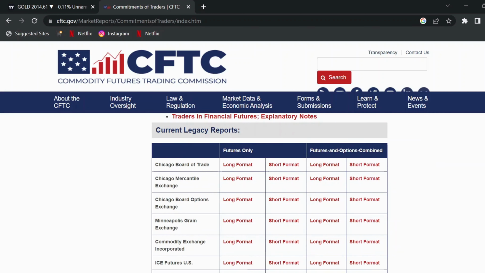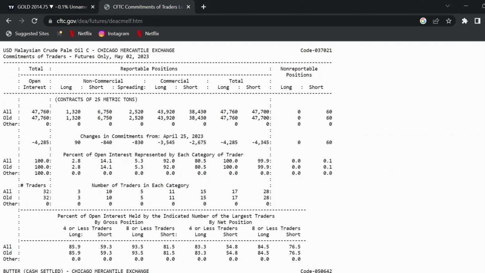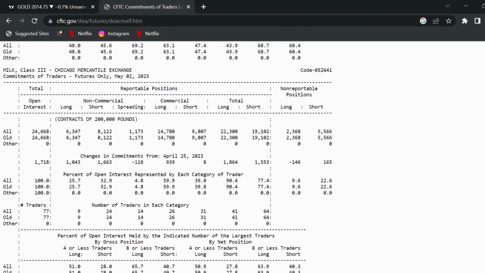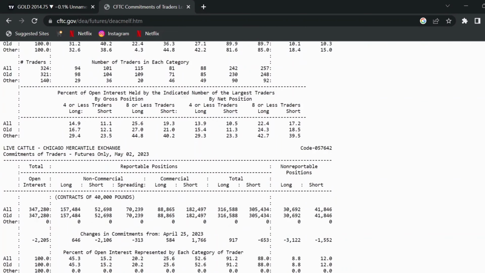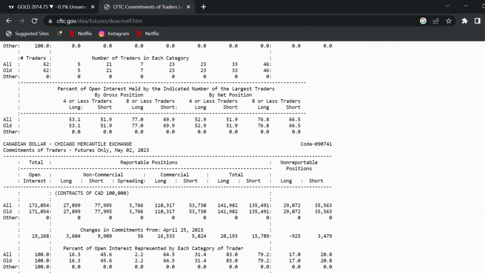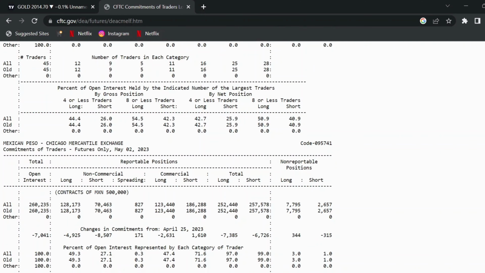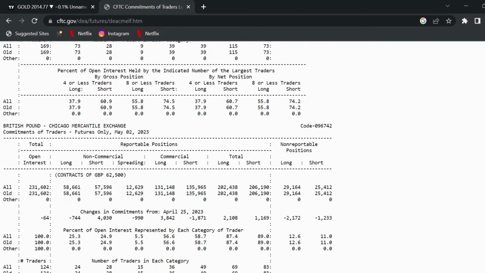what you're looking for is the CME, or the Chicago Mercantile Exchange. This is the biggest exchange, so this is what we look for. And under futures only, look for the long format. Scroll down to find the currencies. The currencies start with the Canadian dollar, the Swiss franc, Mexican peso, British pound, all the way down.